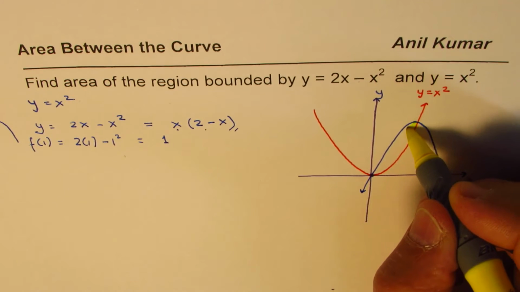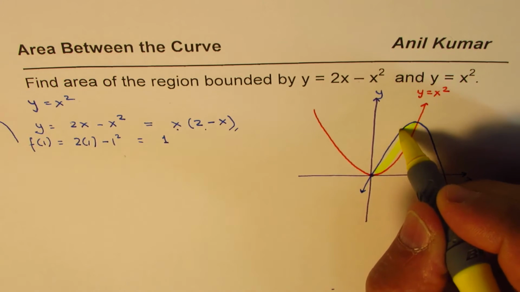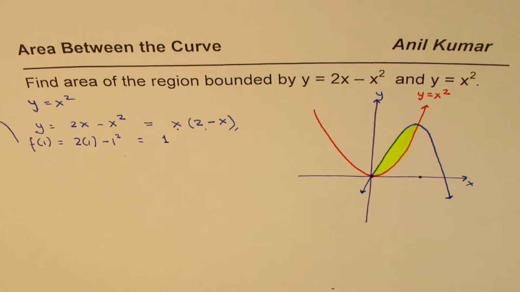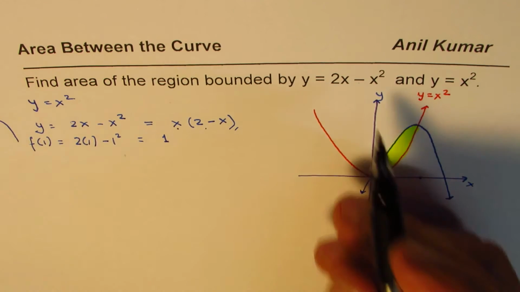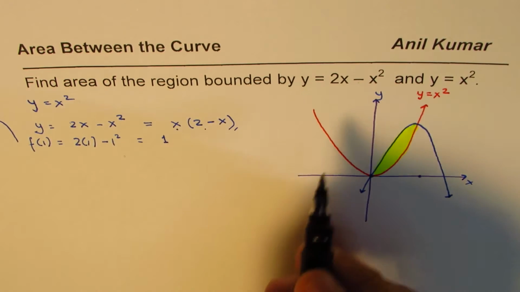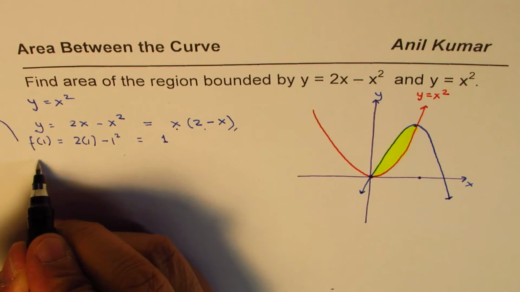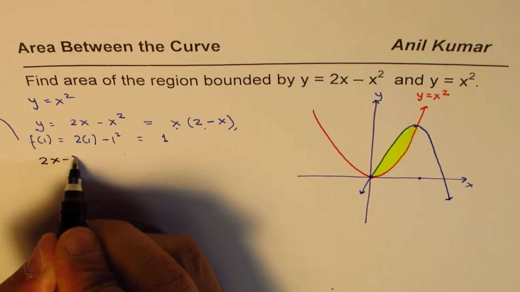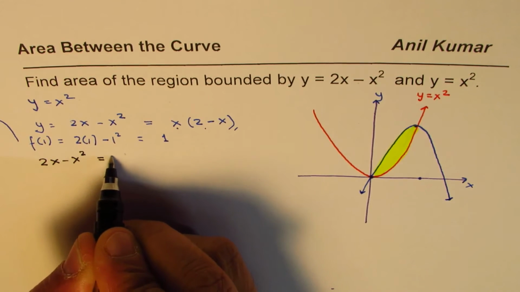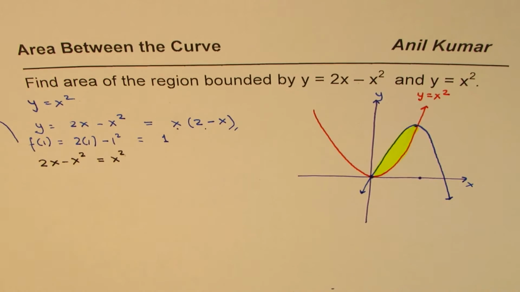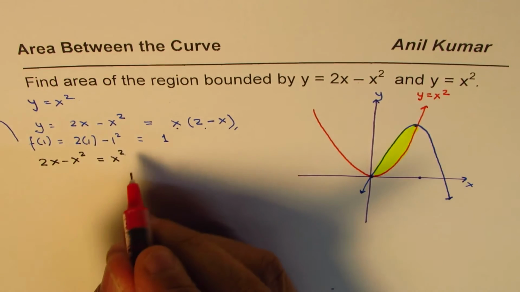Now we should actually find the point of intersection. What we are going to notice is that the curve between these two is always positive. So let's also figure out the points of intersection for both the graphs, right? So what are these points? Let's figure this out. 2x minus x squared is equal to x squared. That will give us the points of intersection.